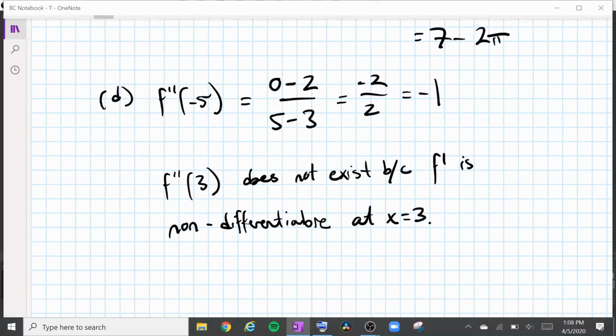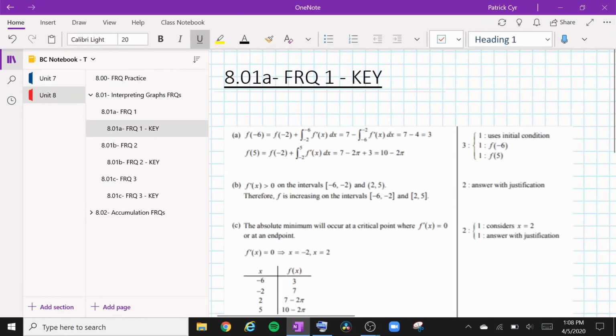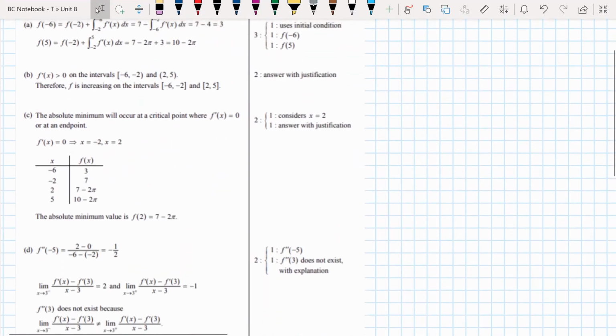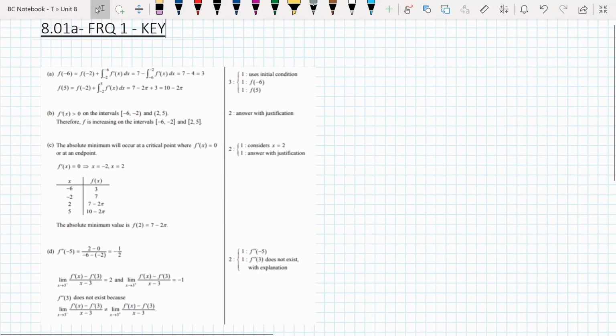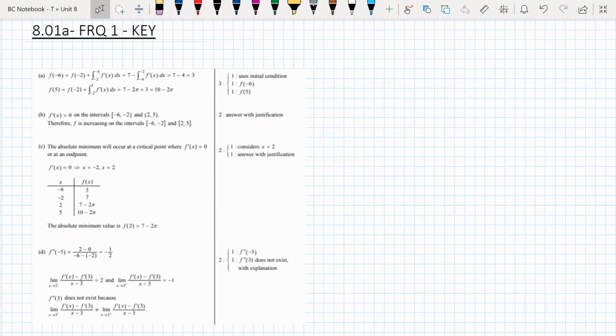Okay, and if you want to see the scoring allocation here, here's kind of the mark scheme. If you want to just pause the video and take a look at that. Okay, let's go through the second FRQ.